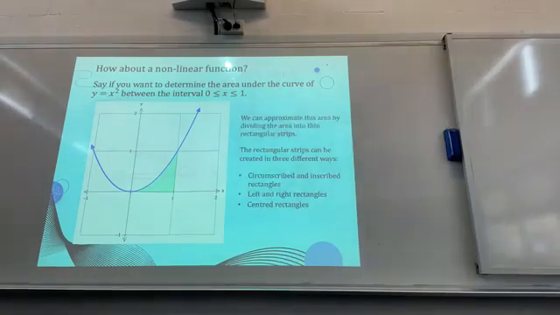So we can approximate area by dividing the area into thin rectangular strips. The rectangular strips can be created in three different ways. So most books will show you circumscribed and inscribed rectangles. I'm going to take it further: left and right rectangles and centered rectangles.